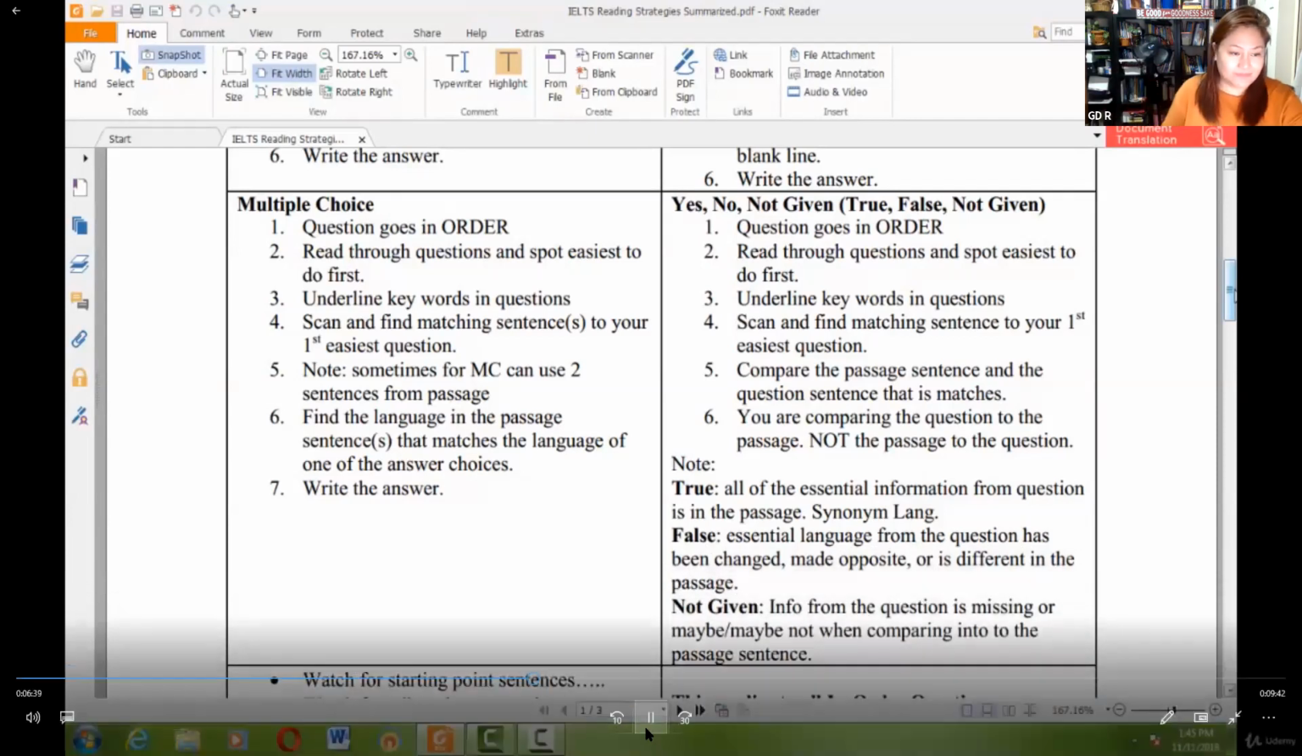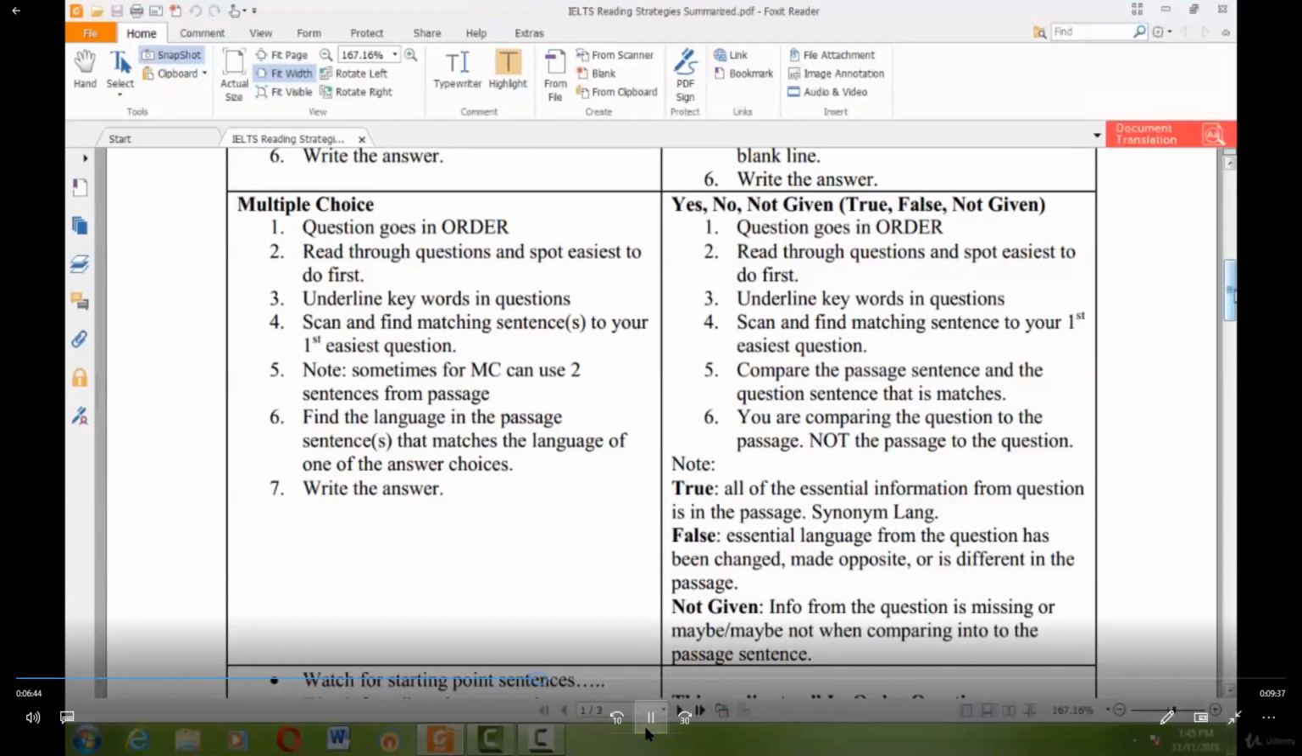Complicated question. I think students sometimes overthink it. And where students mess up with their yes, no, not given question is because they actually start making inferences. And making inferences is not required. The IELTS exam does not deal with inference questions, actually.